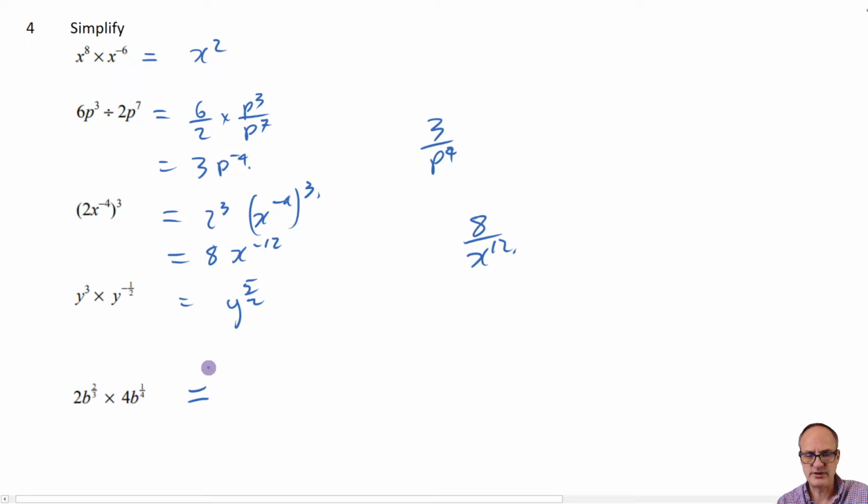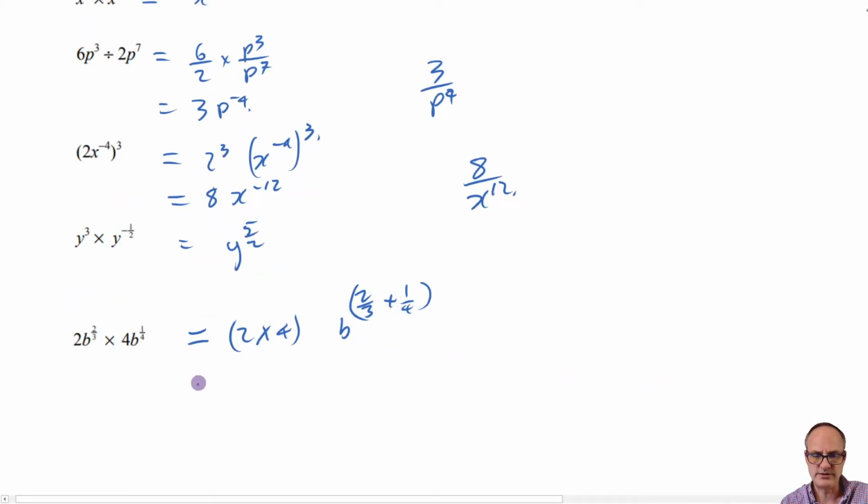Right, on this one, we're going to times. So we've got 2 times 4. Multiply the numbers together. And then we've got the b, 2/3 plus 1/4. Remember, we add the indices. And so therefore, what we're going to need to do is we're going to get 8.